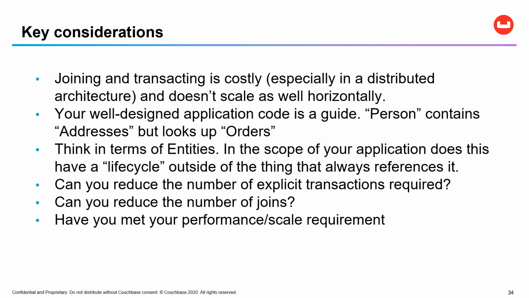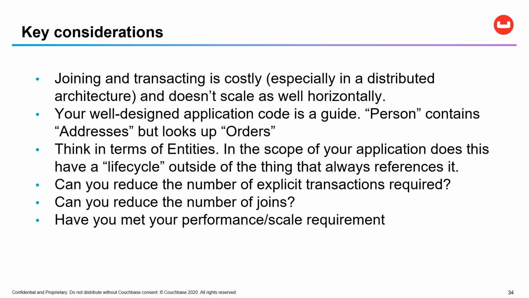So for example, if in your application a person contains addresses but looks up orders, that's a good hint that the addresses should probably be stored in the person document type. But you might consider another document type called orders to handle that data. So the summary here is that by examining your application code, you can start to make these inferences that will inform your optimization strategy. Another consideration is thinking in terms of entities.